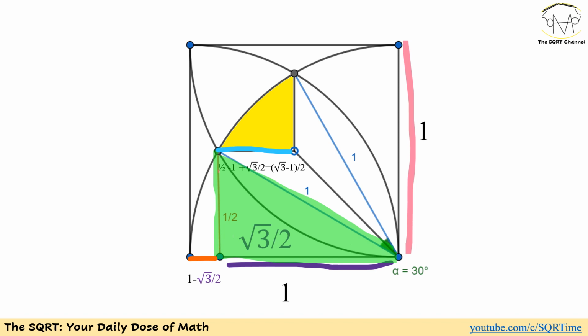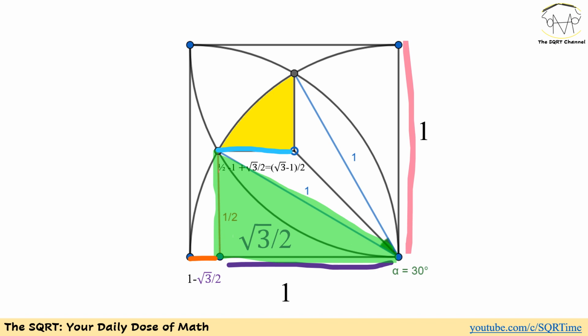Now, one of the sides is 1/2, the other side is basically 1, and we can say that the one that we have here in purple is basically the square root of 1 minus 1/4. So it is going to be the square root of 3 over 2. The other thing that we can say is basically the line that we have here in orange can be calculated as 1 minus the square root of 3 over 2.